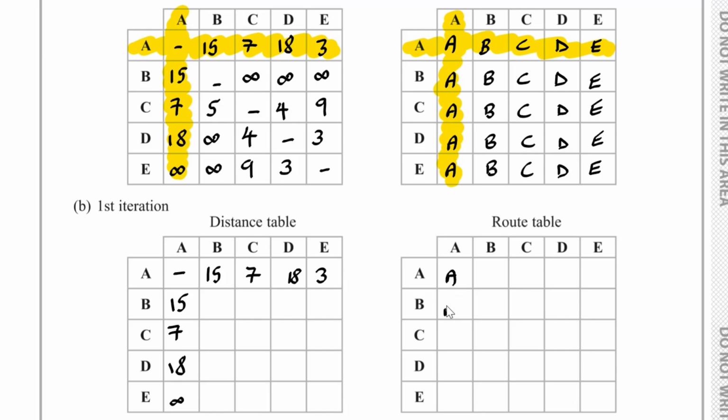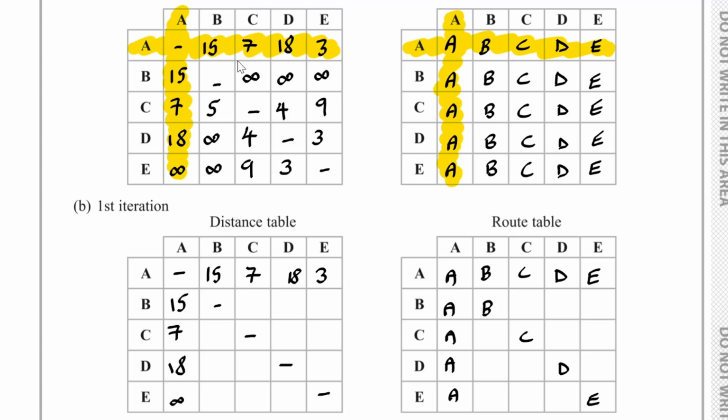We have A's going all the way down like so, and then we have B, C, D, and E. Now, these will also remain the same, so will the corresponding letters. So here we have B, C, D, and E. Okay, now what we do is we look at the entries remaining and we compare those to the values highlighted.